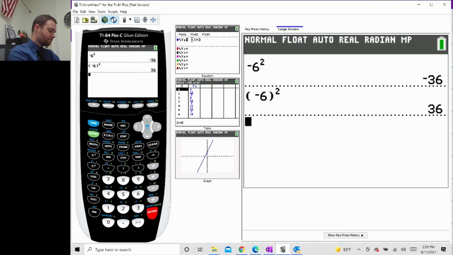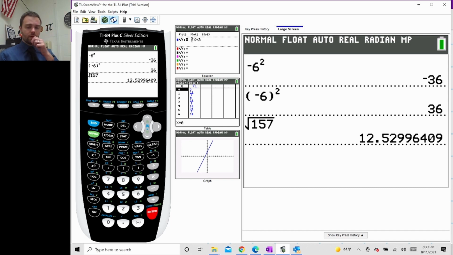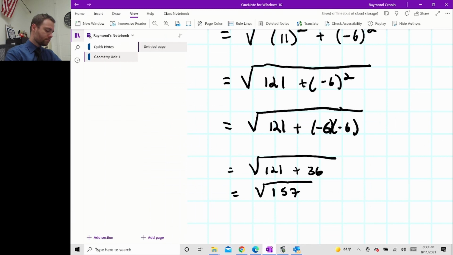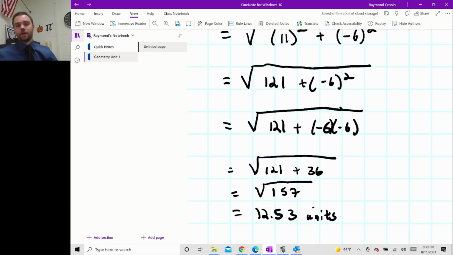That's a hard root to take without a calculator, so I'm going to use the calculator. The square root of 157 is 12.529. So I'm going to round up to 12.53. I generally like to do 2 decimal places, so to the hundredths place. So 12.53 units. That's the distance of ME.